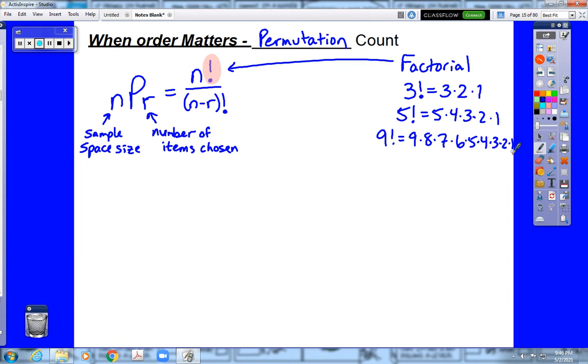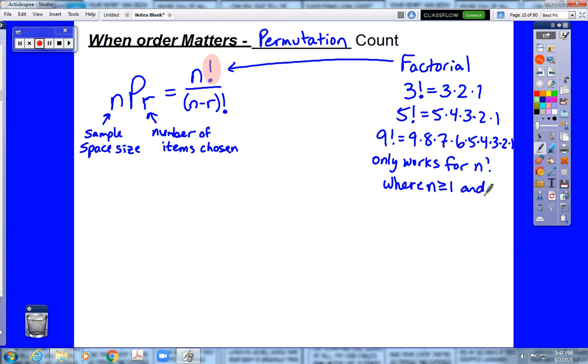It only works where n factorial only works where n is greater than or equal to 1 and a positive integer or natural number. Okay? So let's just look at an example, because that's about the best way for us to introduce this.